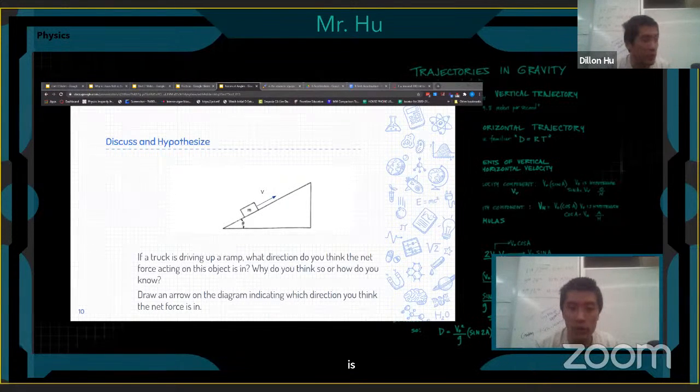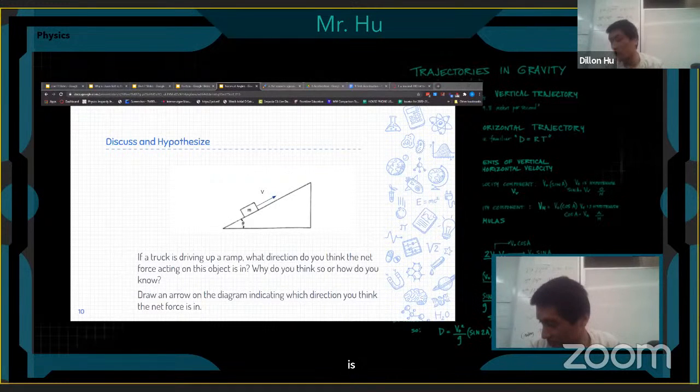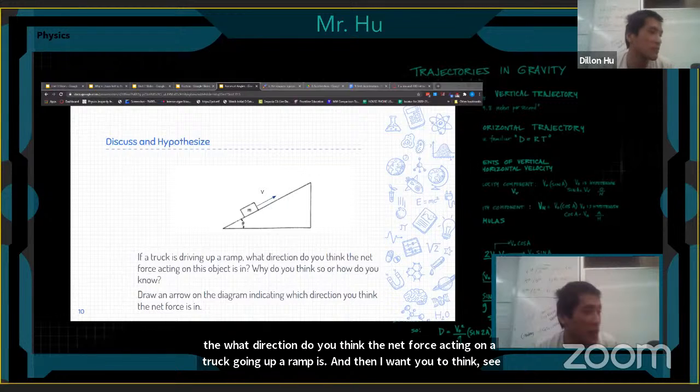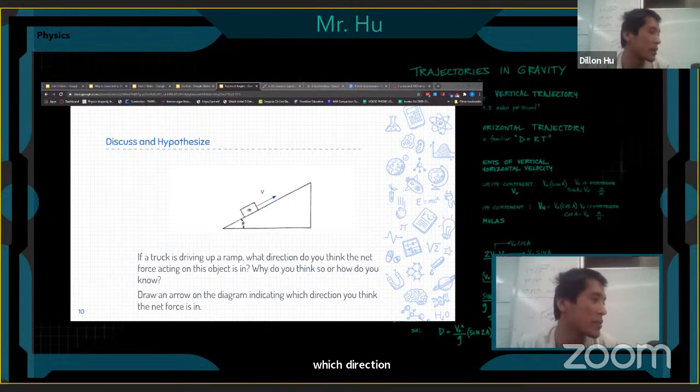What direction do you think the net force is in? Draw an arrow for that. And why do you think the net force is in that direction? Or how do you know that it's in that direction?